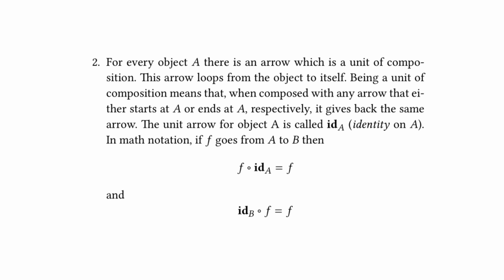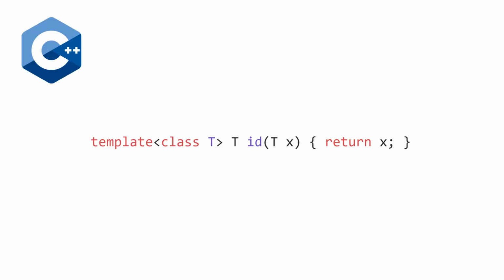F composed with the identity of A equals F, and the identity of B composed with F is equal to F. So basically, the identity function just returns you back what you had. It's basically a no-op, which doesn't seem very useful, but as we work through this book, I'm sure it will become apparent that this is definitely useful in certain circumstances.